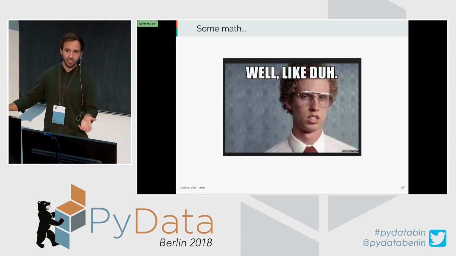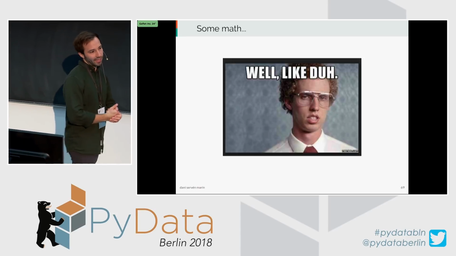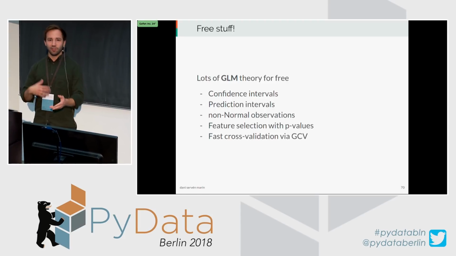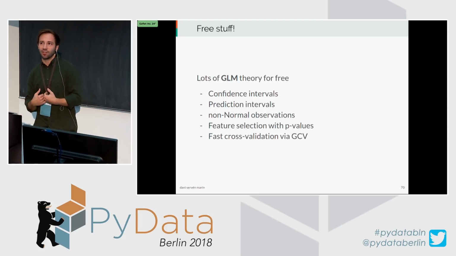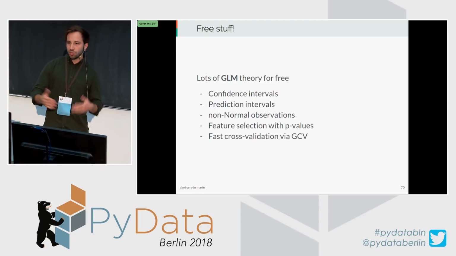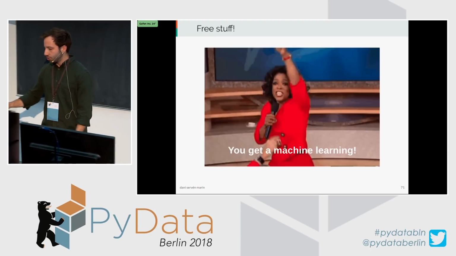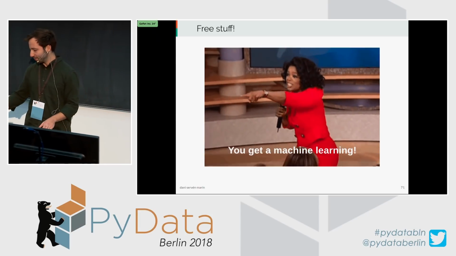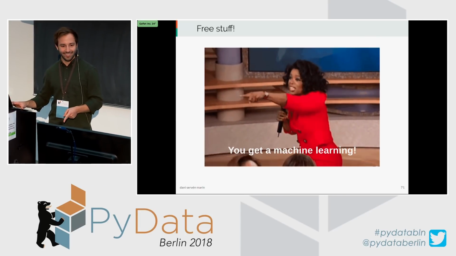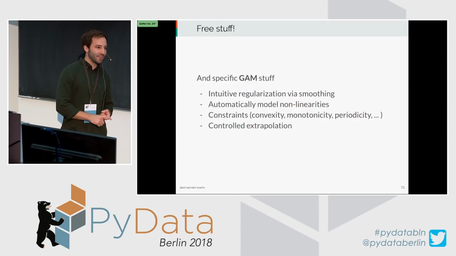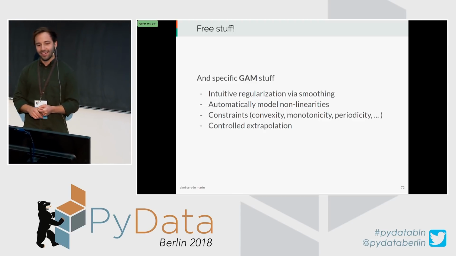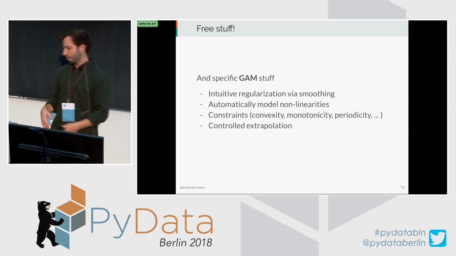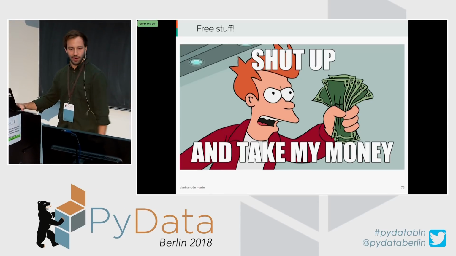So a GAM is just a big GLM. This is a big deal because it means that we get a ton of statistical theory for free. We get to do model introspection. We get to learn about our model variance, the uncertainty we have in our predictions. We can extend it to a bunch of stuff. We get a lot of statistical theory for free. This is a big deal. And then we get a lot of specific GAM things for free as well. We get an intuitive regularization parameter, which is called smoothing, and we get the ability to model nonlinearities automatically.